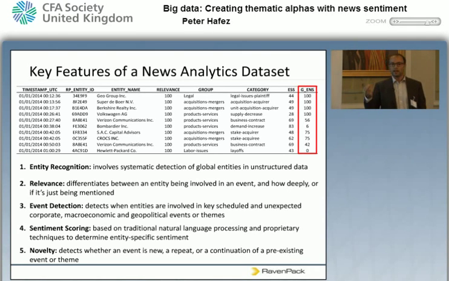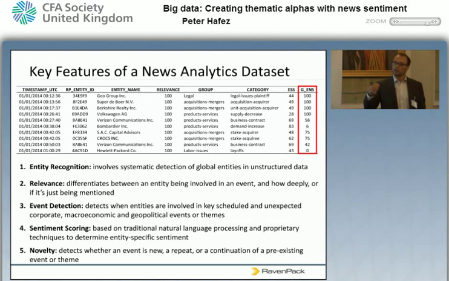The final key attribute in a news analytics dataset is looking at novelty. So how new and novel is this information? Is it something you have seen before? That is, is it a repeat, or is it a continuation of a pre-existing event or theme? So depending on what you are trying to achieve with this, you can say, okay, I want to event trade, I want to trade quickly. But I only want to make decisions based on the first time I see this event, because of course it's not going to have the same impact on prices if the second or third time that I see this particular event being covered.